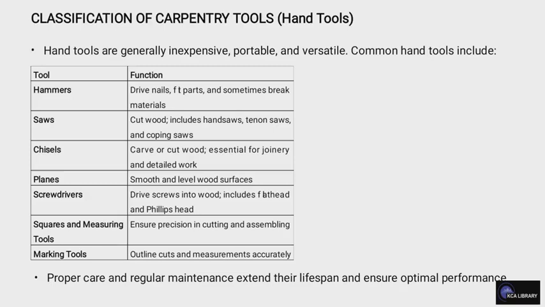The chisel is used to carve out or cut wood, and the plane is used to smooth and level wood surfaces. The screwdriver is used to drive screws into wood, and we also have the square and measuring tools, which ensure precision in cutting and assembling. And we also have marking tools, and these outline cuts and measurements accurately.